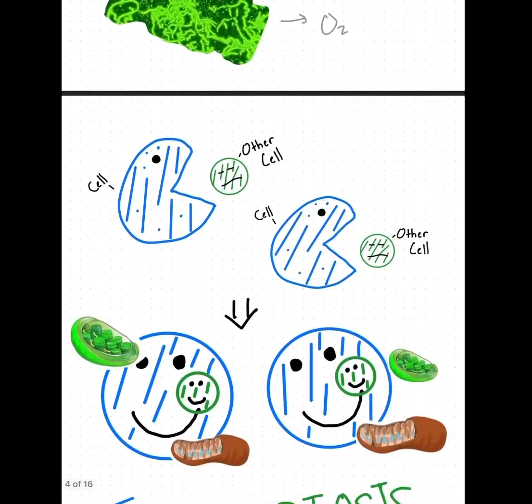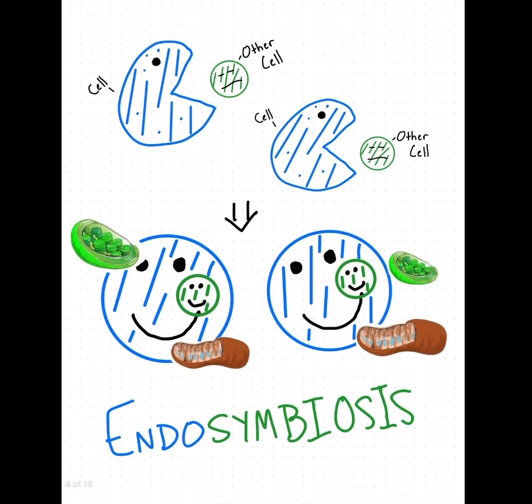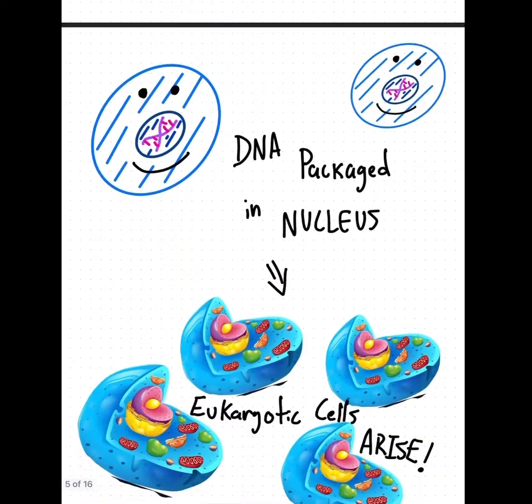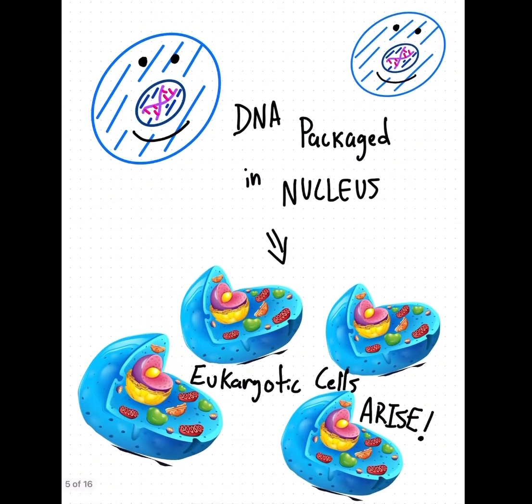atmosphere. While there was still not enough oxygen in the environment for multicellular life, cells began to live in other cells where they could share an equally beneficial relationship, acting as organelles. This was named endosymbiosis and led to the rise of double membrane organelles like mitochondria and chloroplasts. Shortly following this, DNA was packaged into the nucleus for the first time, giving rise to the first eukaryotic cells.